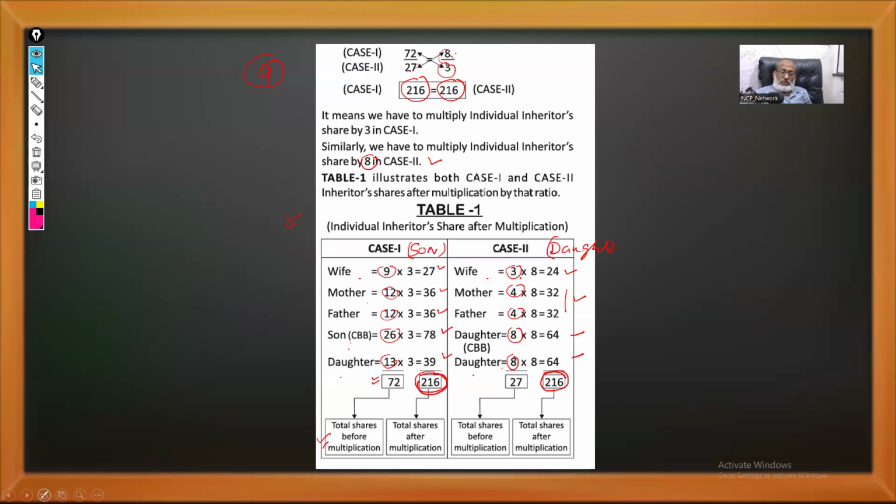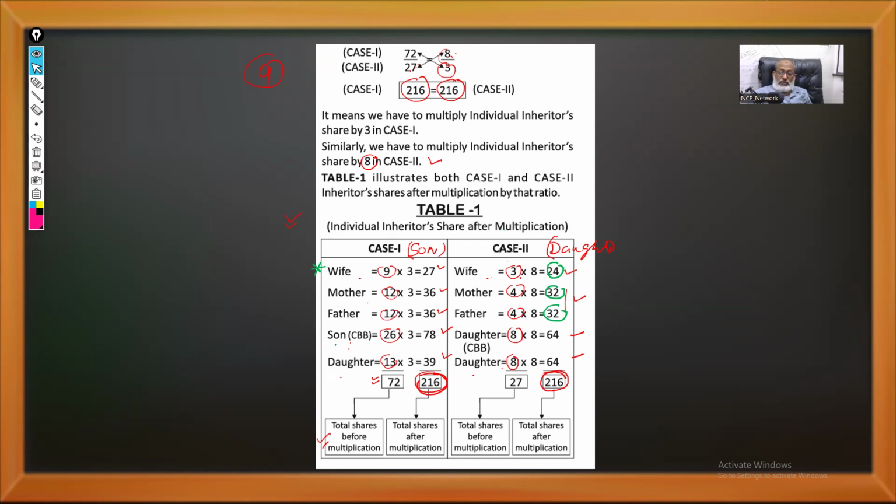Now the scholar says, in both tables find out in which table the share of the wife is minimum. So in that case, the wife's share is 24, the share of the mother is 32 minimum, and the share of the father is 32 minimum here in case 2, or you can say table number 1, part 2 or case 2.